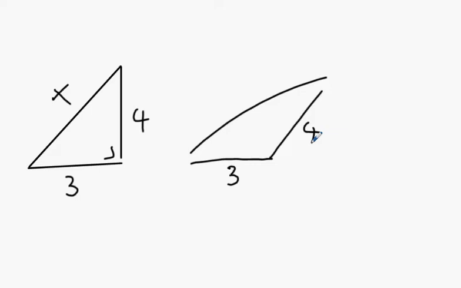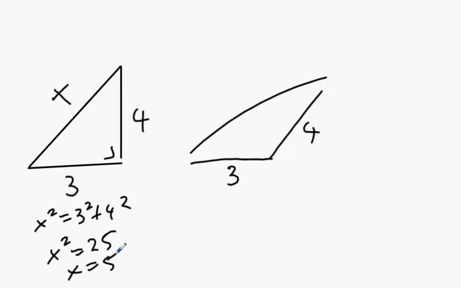What's the problem? It's not a right angle triangle. If it's a right angle triangle, you can use Pythagoras Theorem, as in x squared equals 3 squared plus 4 squared, x squared equals 25, x equals 5.